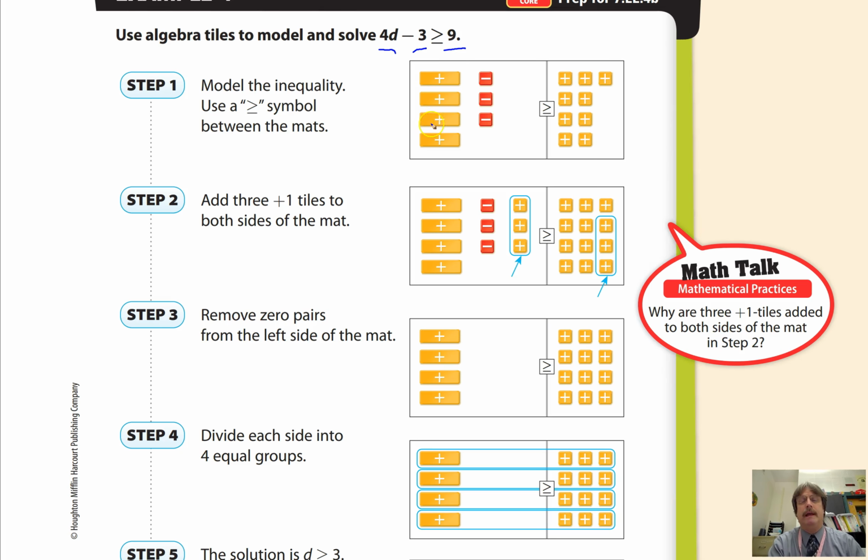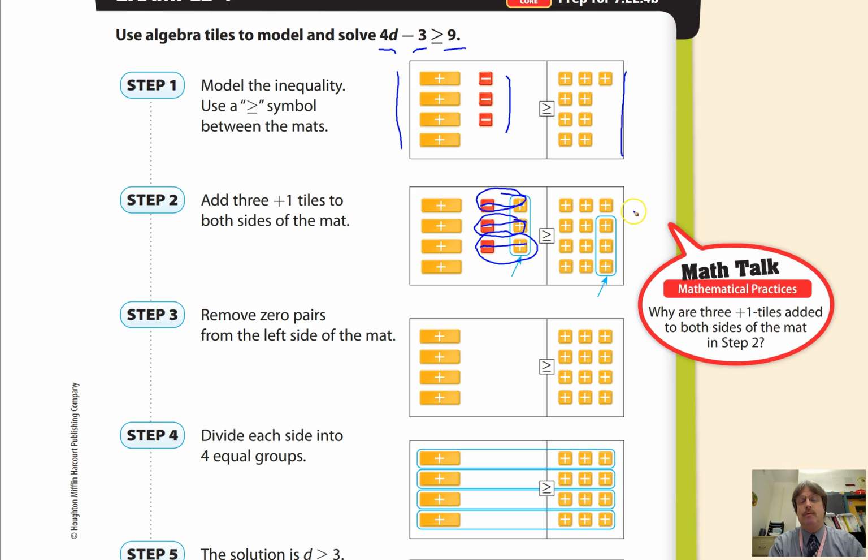So they've gone ahead and created the model of that in algebra tiles. We have the 4d here, we have the minus 3 here, those are our constants, and we have the 9 tiles here, which represents our positive 9. To get rid of the minus 3, we have to add 3. If you remember, we're creating zero pairs so that we can cancel those out, okay? And we added the 3 here because what we do on this side of the inequality, we have to do on this side of the inequality.